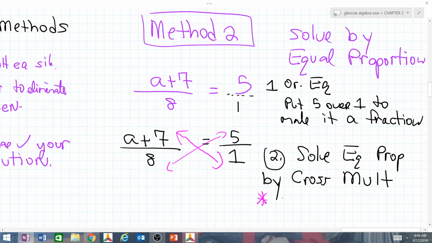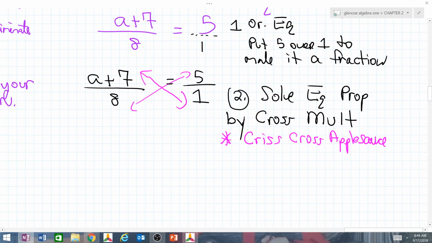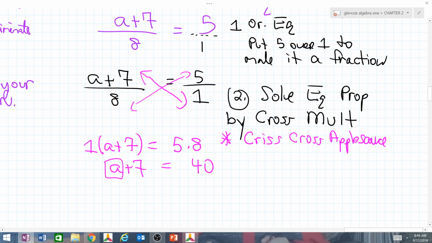Mrs. Urso likes to say this. Criss, cross, apple sauce. It's kind of dumb, but it helps you remember it. So here we go. A plus 7 times 1, or 1 times a plus 7, equals 5 times 8, or a plus 7 equals 40. We all know how to solve that equation. We subtract 7 from each side, and we get a equals 33.